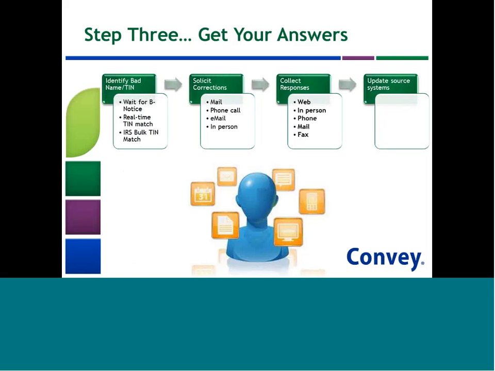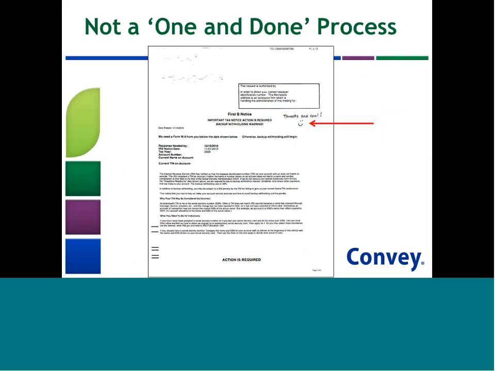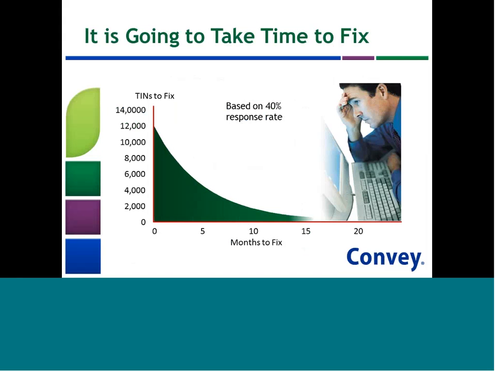So now that you've solicited the information, now you need to get your answers. And once again, since you're outside that B notice process because you're being more proactive, you can do this a variety of ways. Once again, by web, in person, by phone, by mail, or by fax. However, it's not a one and done process. If you were to take 12,000 TINs based on a 40% response rate for an organization that needed to be fixed, it would take 18 months to fix. It's an important note that this isn't something that can just be done overnight.